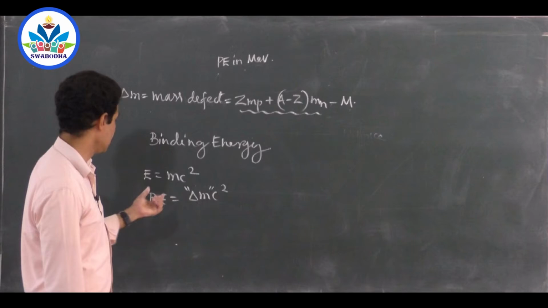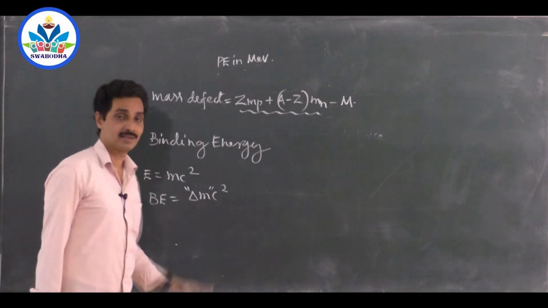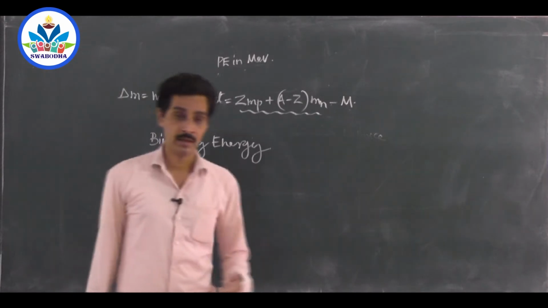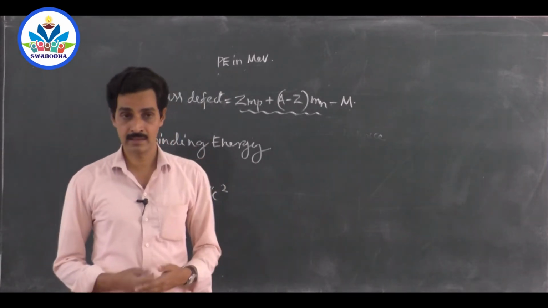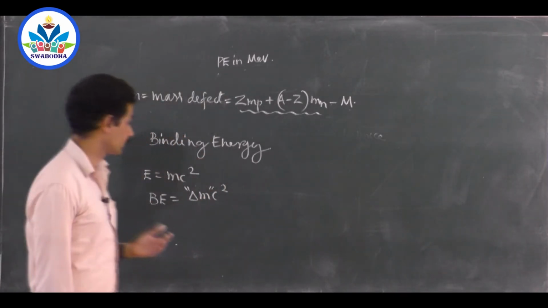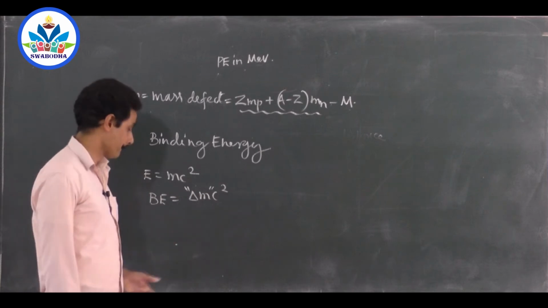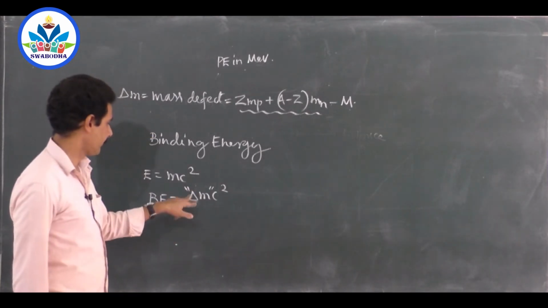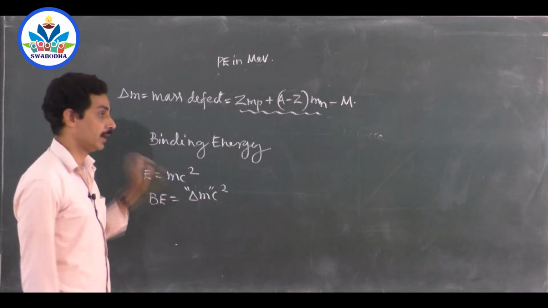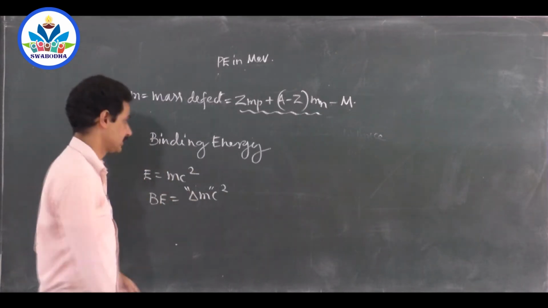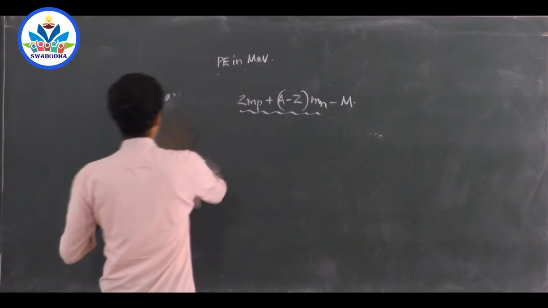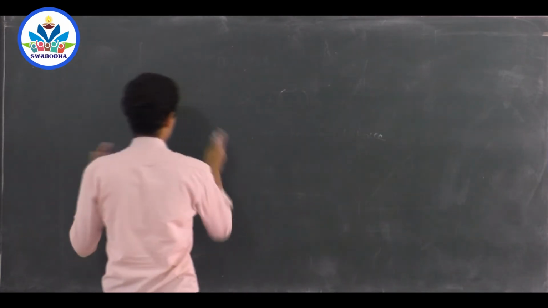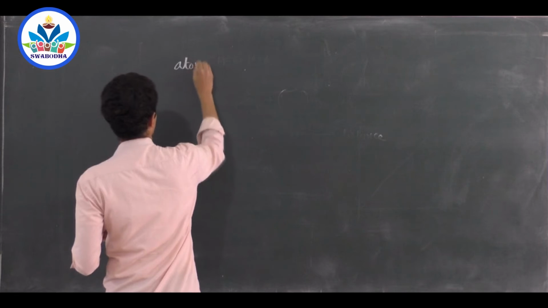Now, the thing is, how to measure that mass. You know that mass spectrograph is an instrument using which we can measure the atomic masses, and it is also useful to find out isotopes and all. Now, we have to find out the binding energy, and a separate unit for binding energy and mass defect. Yes, that is called atomic mass unit. We represent it by a symbol u.